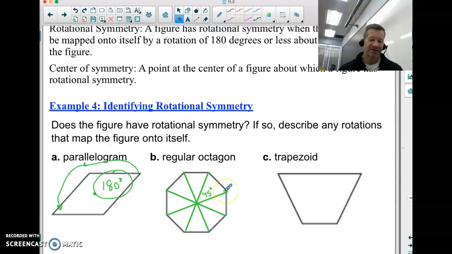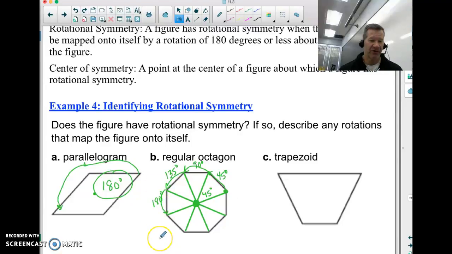So if I took a point here, and here's the center of our figure, the center of symmetry again, and just rotate this 45 degrees this way, it would look exactly the same. And then 45 more, that would be a total of 90. Then 45 more, that would be 135. 45 more would be 180. So this has a whole bunch of different rotational symmetries. If I go any multiple of 45 degrees in a counterclockwise direction, it'll map right onto itself.